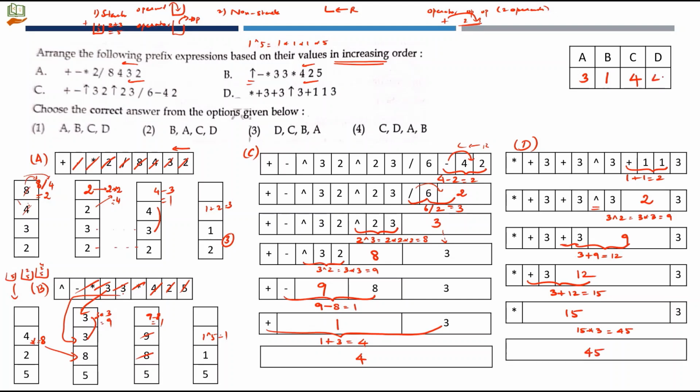Place 45 here. We have to arrange the values in increasing order. These are the values. We have to go in ascending order, that is smallest to largest. Which is smallest here? B. Then we have A. Then we have C. Then we have D. 1, 3, 4, 45. This will be the order. It is perfectly matching option number 2. Option 2 will be the right answer.